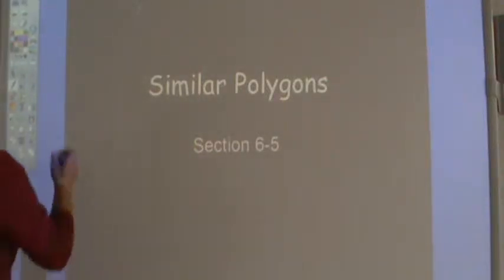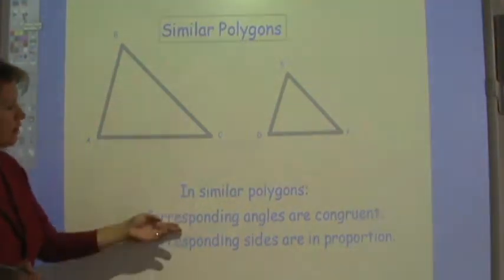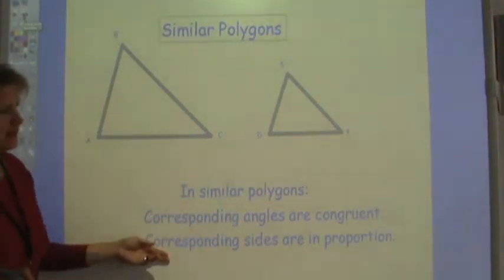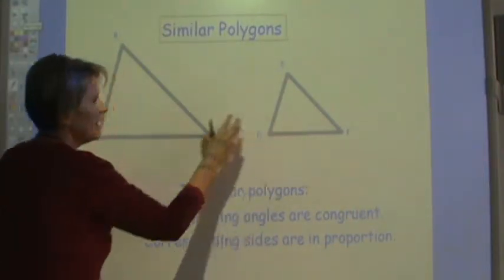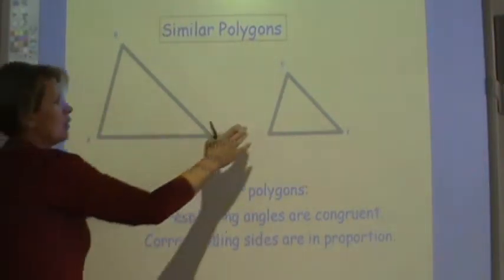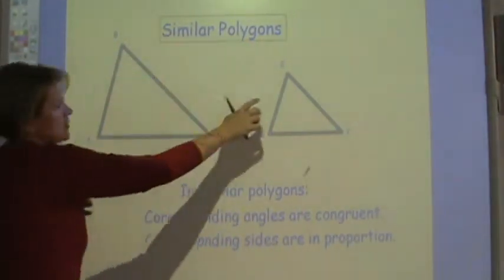Okay, we're looking at similar polygons today. In similar polygons, corresponding angles are congruent and corresponding sides are in proportion. Corresponding means if they're lined up, for example, like this, A would correspond with D, C would correspond with F, and B would correspond with E.